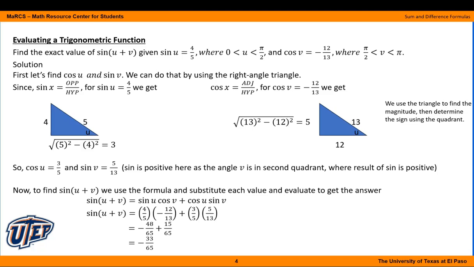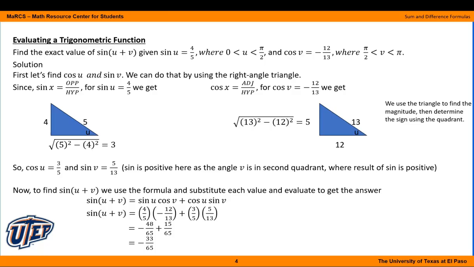In this problem, we are given partial information about two angles and asked to find the exact value of sine of the sum of those angles. Before we can use the sum formula, we need all 4 trigonometric values involved. The given values allow us to construct right triangles. For angle U, we know the sine value, so we can determine the missing side using the Pythagorean theorem and then find cosine U. For angle V, we know the cosine value, so again we use the right triangle to find the missing side. A very important step here is determining the correct sign.